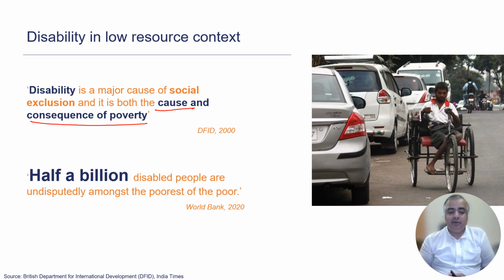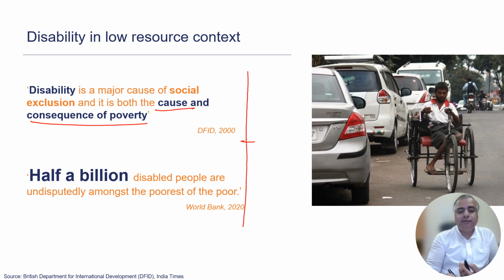500 million disabled people are undisputedly amongst the poorest of the poor. These are very concerning numbers. 500 million people with disabilities. So if you look at this, this brings us to another word, which I would say is the scale of the issue.